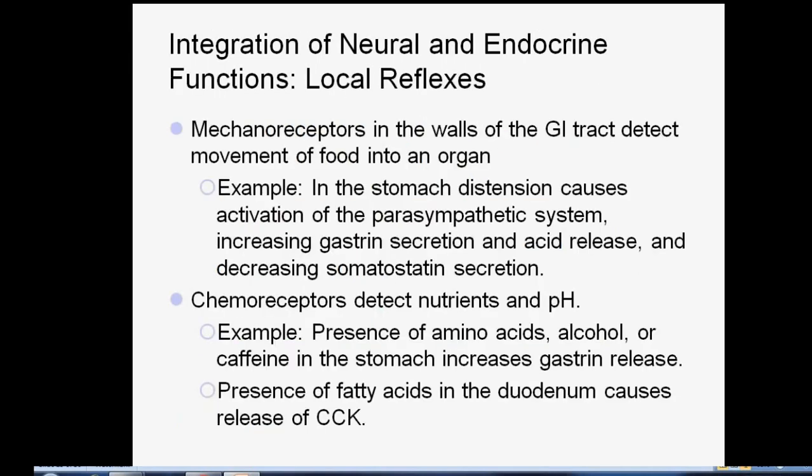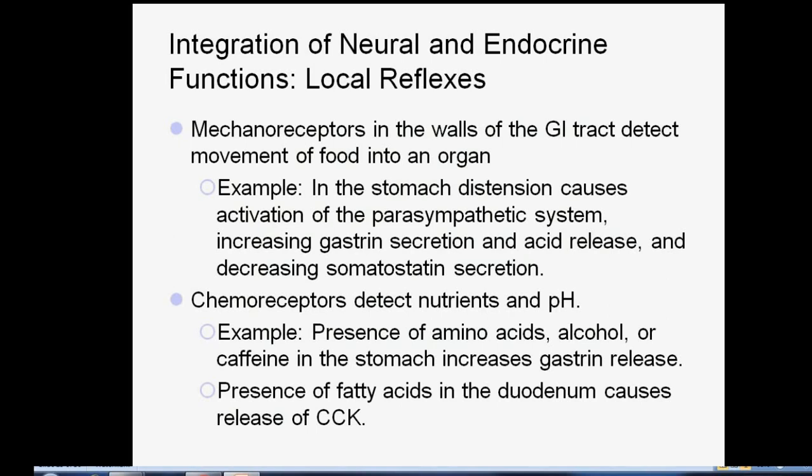Along with this, there are local reflexes. The mechanoreceptors in the wall of the GI tract detect movement of food into an organ. For example, in the stomach, distension causes activation of the parasympathetic system, increasing gastrin release and acid release, and decreasing somatostatin secretion. This is the first group, that is concerned with mechanoreceptors.